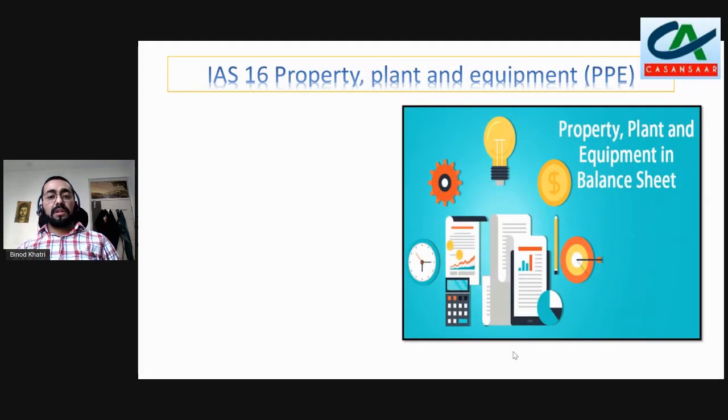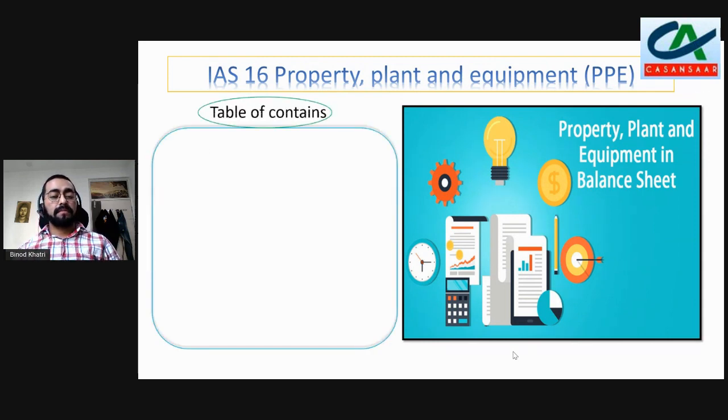So let's discuss the table of contents. Today we are going to discuss the definition of PPE given by IAS 16. Then we talk about the recognition criteria given by IAS, how to recognize PPE in the financial statement and what all the criteria are. Then we talk about the measurement criteria given by IAS, what we need to check before measuring PPE in the financial statement.